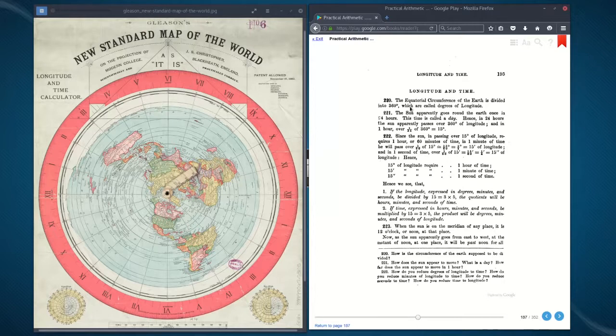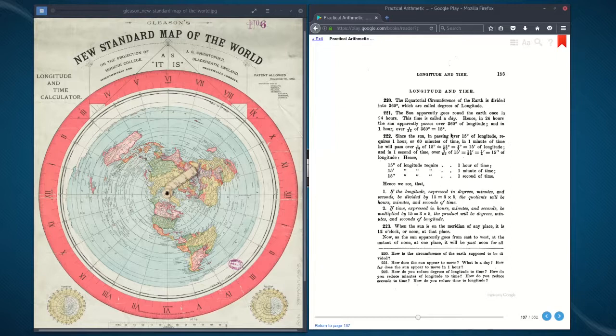So let's read this. The equatorial circumference of the Earth is divided into 360 degrees, which are called degrees of longitude. The sun apparently goes around the Earth once in 24 hours. This time is called a day. Hence, in the 24 hours, the sun apparently passes over 360 degrees of longitude. And in 1 hour, over 1/24 of 360 degrees is 15 degrees.